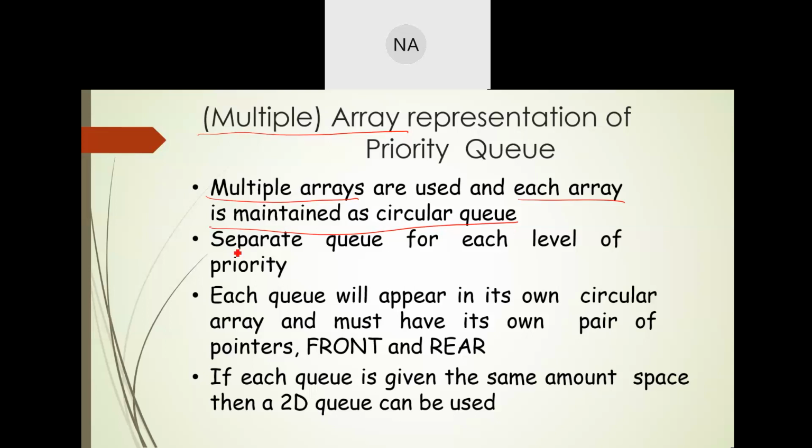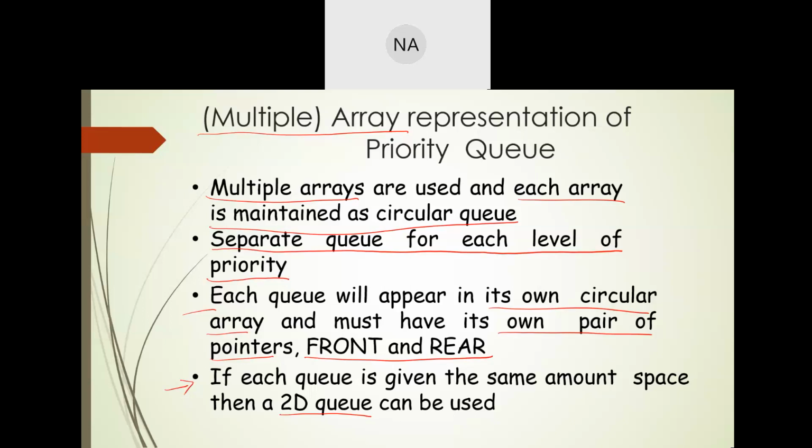So a separate queue is maintained for each priority value, and each queue will appear in its own circular array and must have its own pair of pointers, front and rear. That's the definition of a circular queue. That is, a circular queue has front and rear pointers, and after visiting the last location we go on to the first location, right? If each queue is given the same amount of space, then a two-dimensional array can also be used.